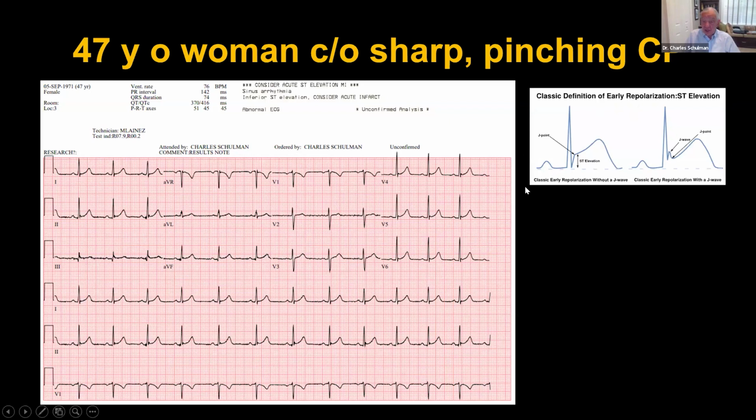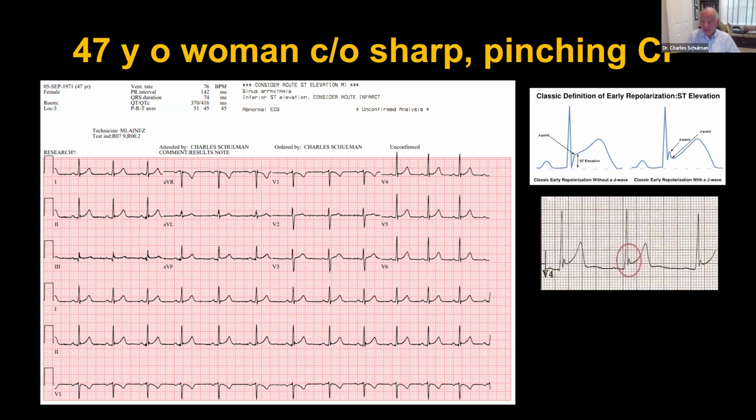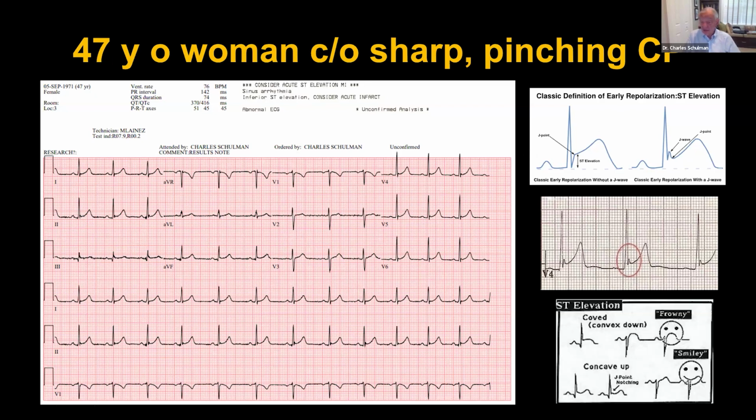An elevation of the J point, and this so-called J wave, this is what I call a dipsy doodle. Okay. That's very different from the ST elevation of a STEMI. Okay, there's another picture of it. Remember, this is the smiley face, not a frowny face.